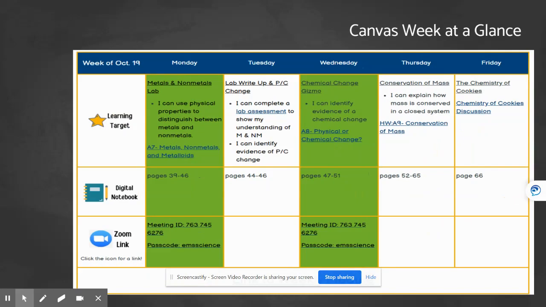Here's a week at a glance. This is a page that is found on our Canvas, and I think it's a really nice, easy way to see what we're doing in science for the week.